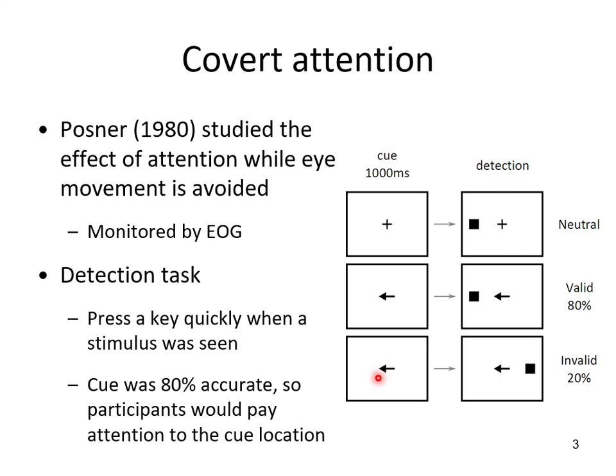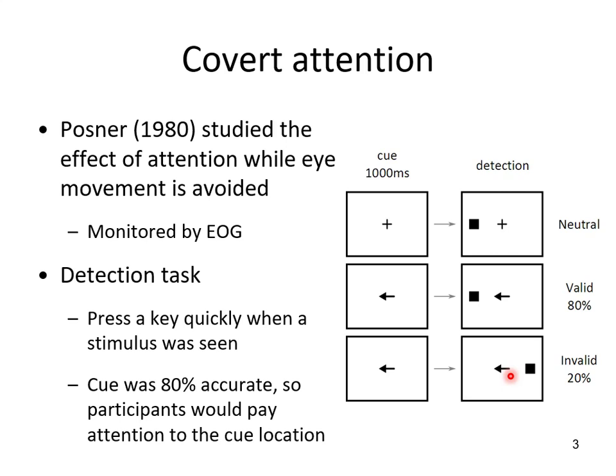In the third kind of cue, the cue points here. Because the cue is 80% correct, where will your attention go? Your attention will, of course, go here. But unexpectedly, the target actually occurred here. This is why it's called the invalid condition, constituting 20% of the trials. Will the performance be good or bad? Probably worse, because you expect it to be here, but it actually occurs here. Then your response is slower.